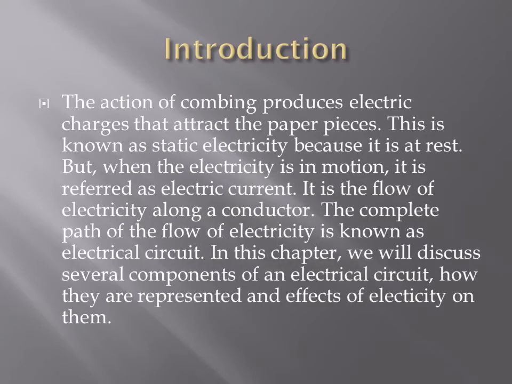Introduction. The action of combing produces electric charges that attract paper pieces. This is known as static electricity because it is at rest. But when the electricity is in motion, it is referred to as electric current. It is the flow of electricity along a conductor. The complete path of the flow of electricity is known as an electric circuit. In this chapter, we will discuss several components of an electrical circuit, how they are represented, and the effects of electricity on them.